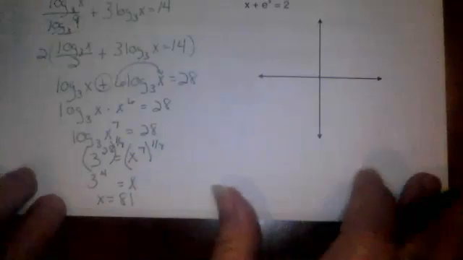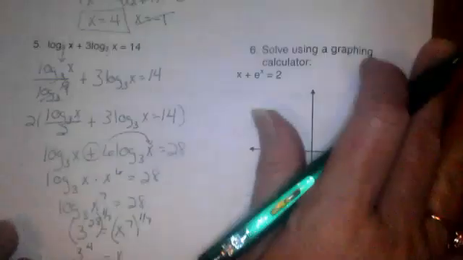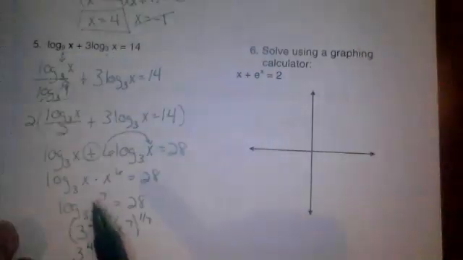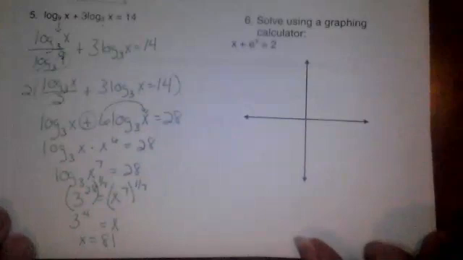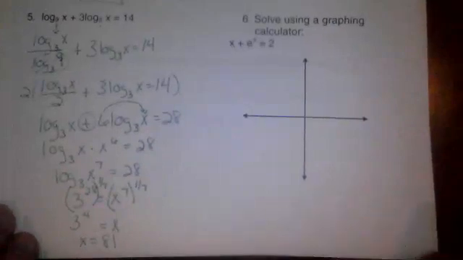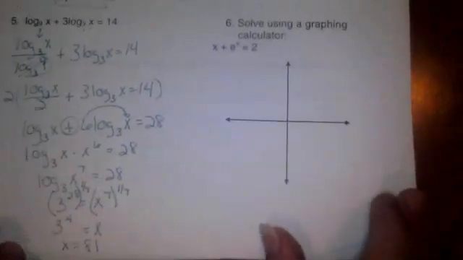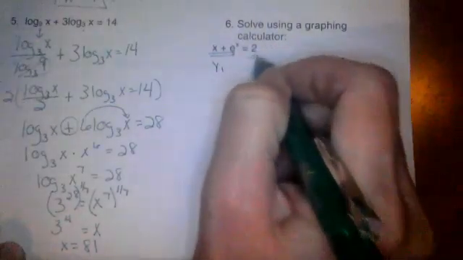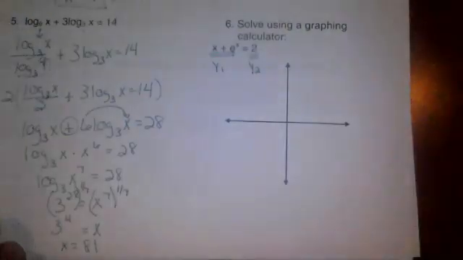So if you run across a problem where the bases are not the same, you have to create equal bases before you can combine logarithms. So use the change of base formula, and then you can combine your logs and solve just algebraically. All right, then for number 6, our last example, we're just going to put the left side in y1, the right side in y2, sketch the graph, and find the intersection.